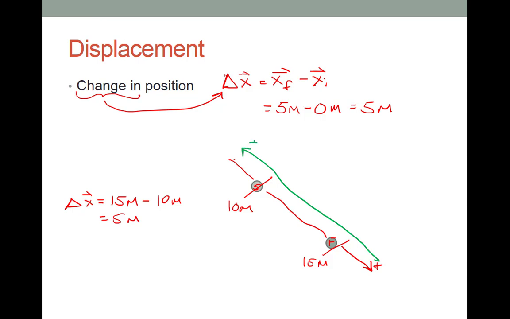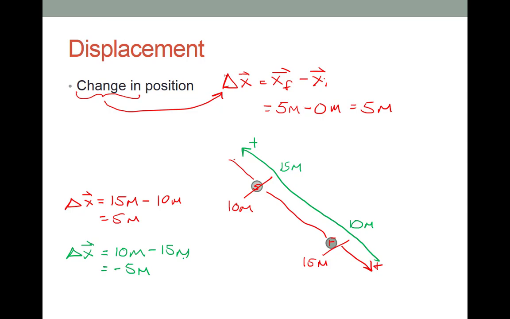So now let's let positive be up and to the left. And because positive is that way, I'm going to let the initial position be 15, the final position be 10, which means 0 is down that way, which does give me positive going up and to the left. In this coordinate system, my final position is 10 meters, my initial position is 15 meters, and I get a displacement of negative 5 meters.